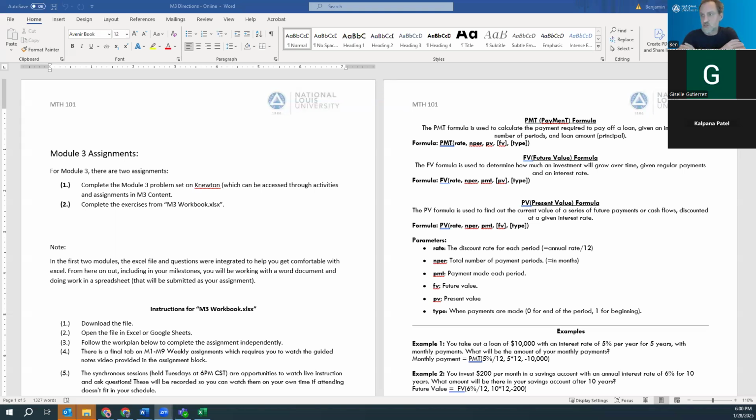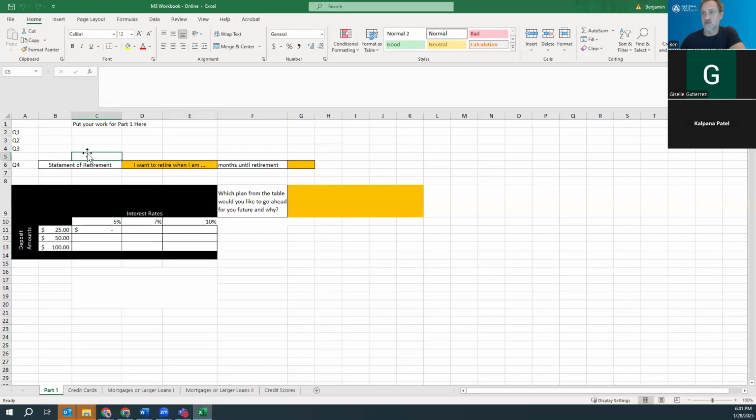So, first thing about this week that's different is that the M3 workbook is a skeleton, a place for you to put your work, but it doesn't have all of the questions in it like the previous 2 weeks. So, you can't just look at the workbook and know exactly what to do. For instance, here's part one where you open up and you got Q1, Q2, Q3. Well, what is Q1, Q2, Q3? That's all coming out of the directions.